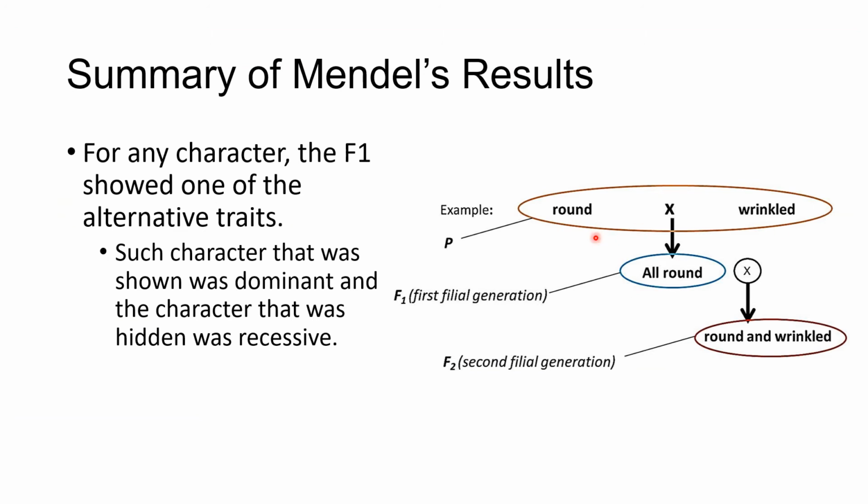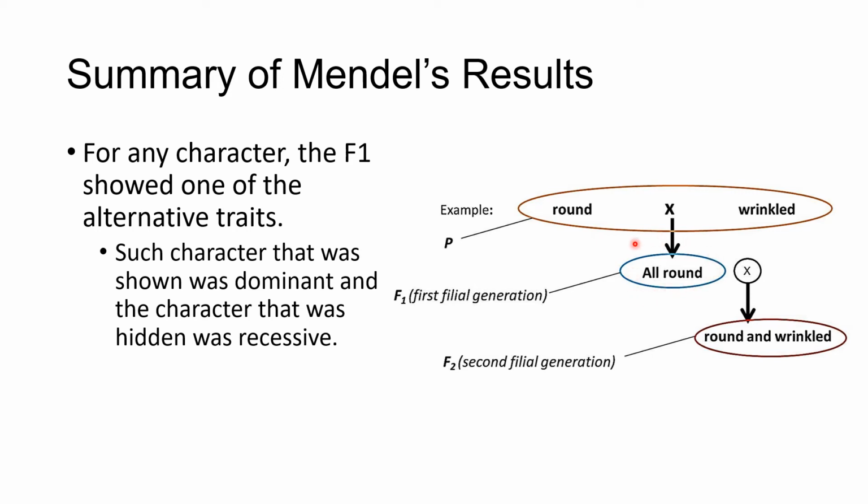So for the summary of Mendel's result, for any character, the first filial or yung first generation natin showed one of the alternative traits. So yun yung nakita niya, like for example, round and wrinkled. Then yung first generation showed yung isa sa mga traits na yun. So yung nakita niya is all round. So such character that was shown was dominant, and the character that was hidden was recessive. So yun yung summary niya doon sa study niya.